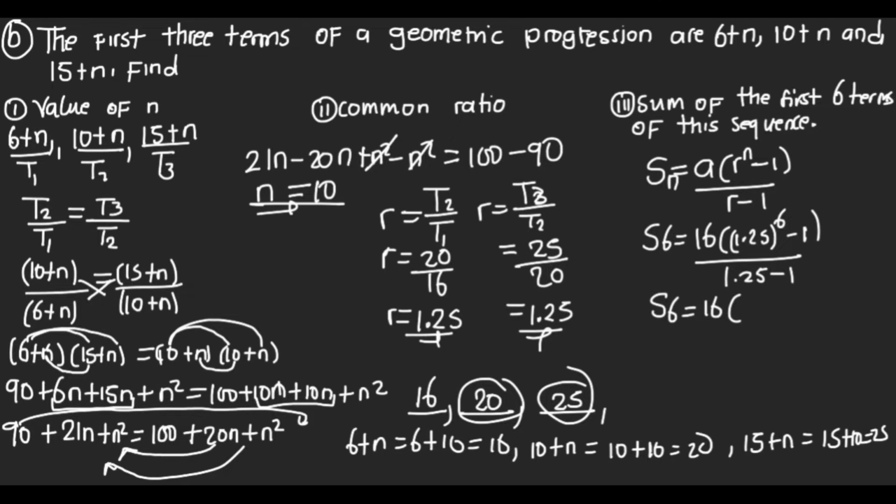So I have 1.25 raised to the power 6, minus 1. So on top I'm getting 2.81469726 over 1.25 minus 1, which is just 0.25. So the same, this one times 16. So I'm multiplying 16 times 2.8.